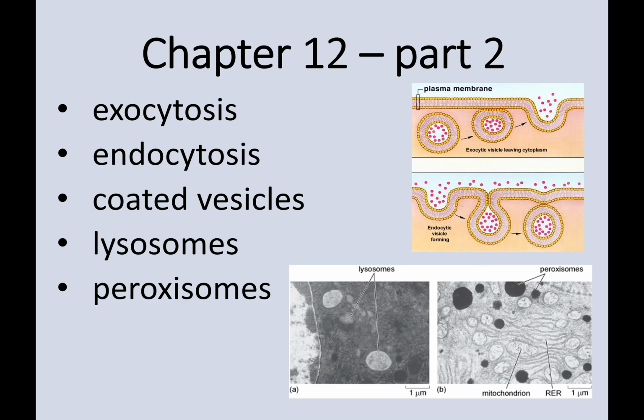Right, so this is the second part of chapter 2. We're going to cover the processes of exocytosis and endocytosis, talk about coated vesicles in membrane transport, and finish up with 2 organelles involved in digestion of materials from the cell, the lysosomes and the peroxisomes.